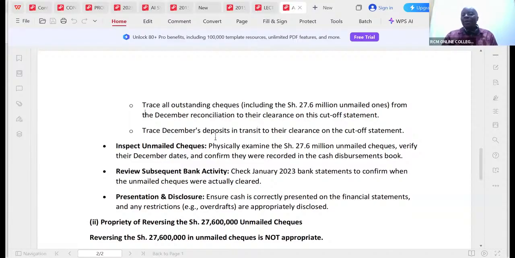Trace December deposits in transit to their clearance on the cut-off statement. You may not be able to remember this language exactly, but ladies and gentlemen, cut-off is one of those financial statement assertions. This is something that should worry you as an auditor. In this case, many people, please listen to me in terms of cutoff.